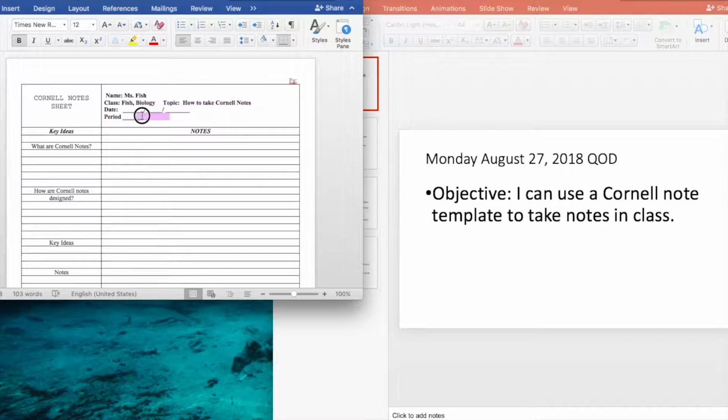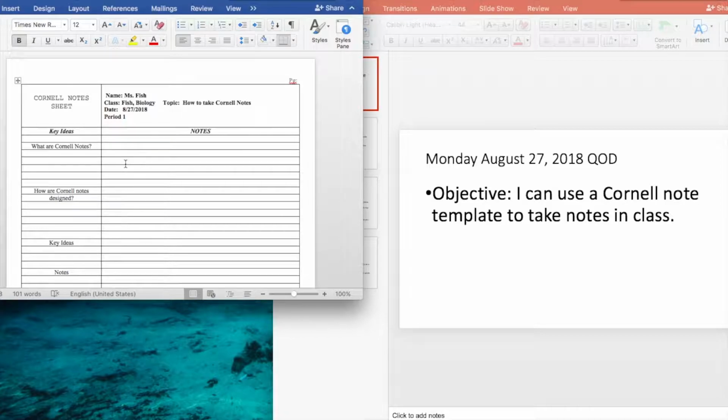So today's date, the date that we are taking the notes on, is 8/27/2018. And let's say, for instance, I'm in first period. So put whatever period you are in, not necessarily first if you're in a different class. Alright, so far so good. One other thing that I want you to pay attention to is the page number. Your page number is going to be located up here. Notice I don't have one here, but you should have one on your paper.